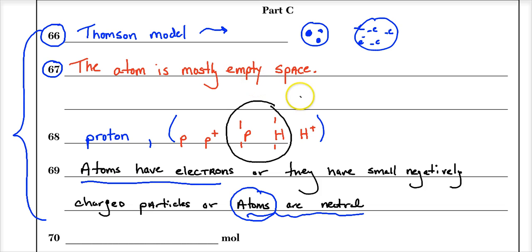So do not be intimidated by the information they give you in Part C. You can clearly see that what they're asking for is very simplistic. There's never going to be something very, very difficult here. So you just don't get intimidated. Go right to the question.